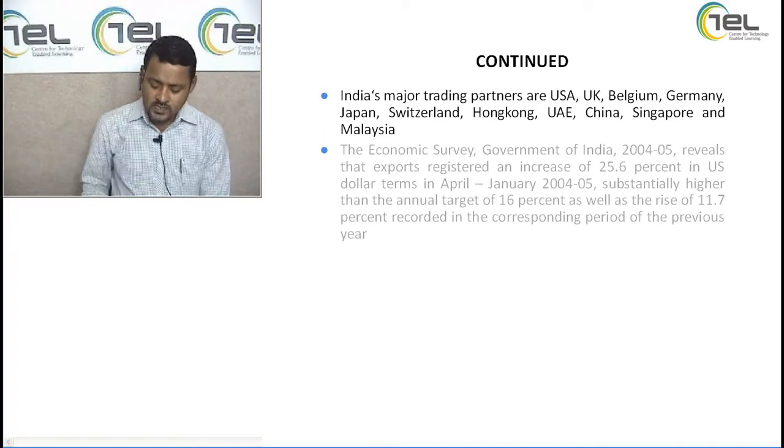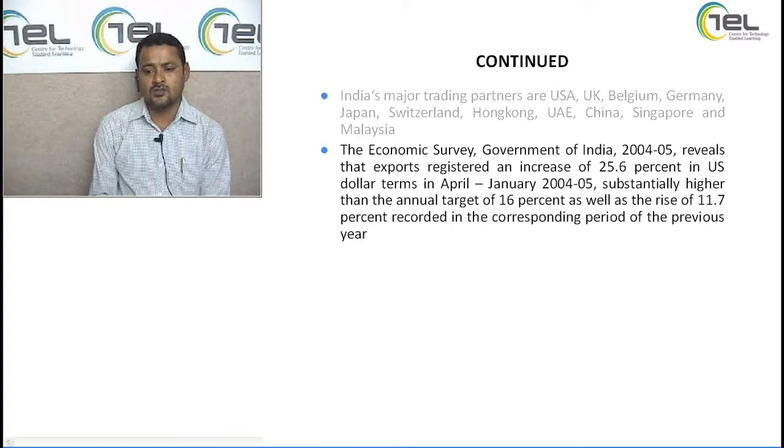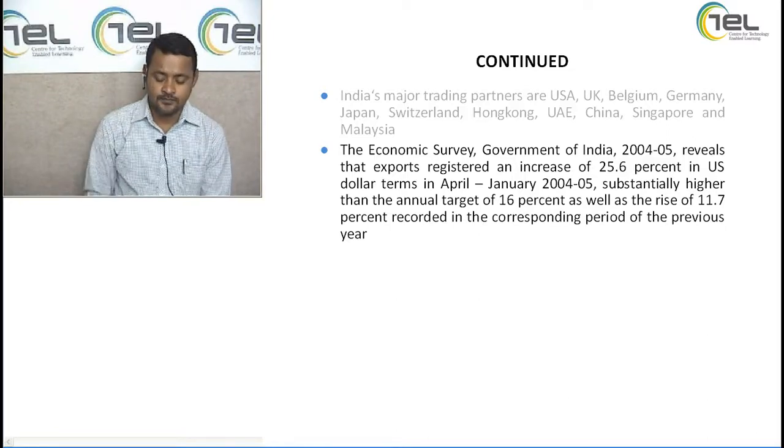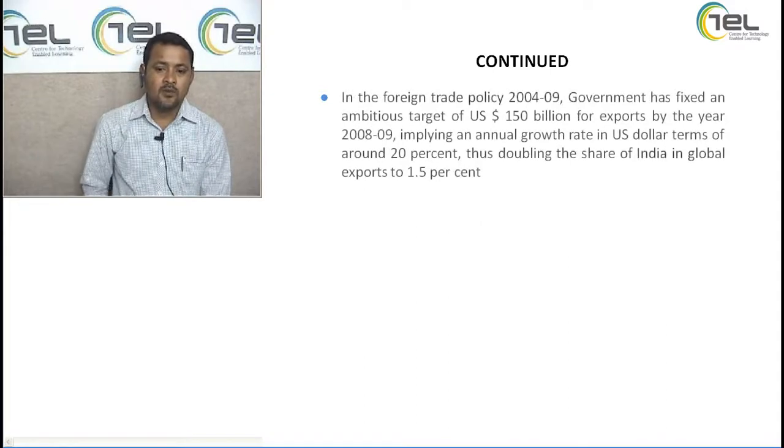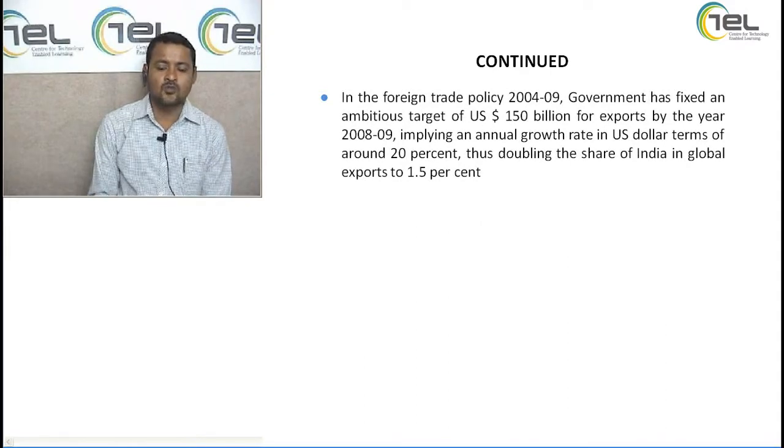The Economic Survey of India, conducted in 2004-5, reveals that exports registered an increase of 25% in 2004-5, substantially higher than the 11.7% recorded in the previous year. So export is increasing at a rapid rate. Exponential growth is there. In the foreign policy draft of 2004 to 2009, for 5 years, the government fixed an ambitious target of $150 billion of exports by the year 2008-9.